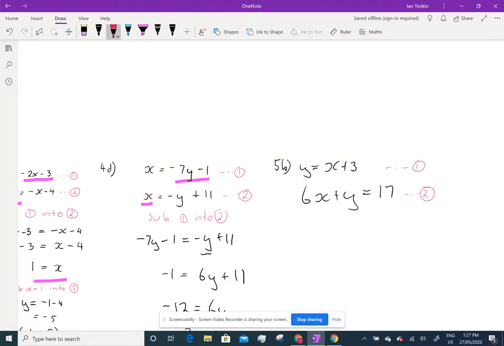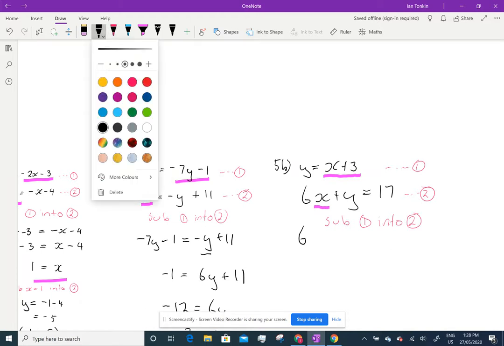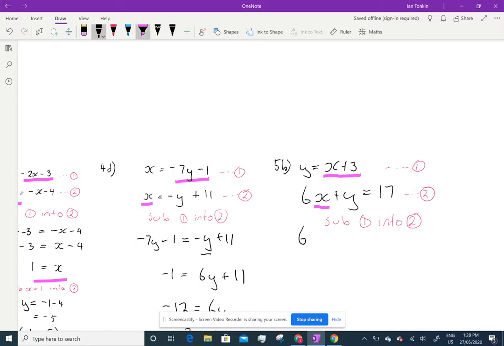Right, I have to get x as a subject. Well, look here. y is the subject of that equation, so I can just substitute that x plus 3 in there. Now, I didn't tell you to do this earlier, but you should, when you do your substitution, write down what I'm doing: sub 1 into 2. When I do this now, I'm going to get 6, and I'm going to use a different colour here so you can see my substitution.